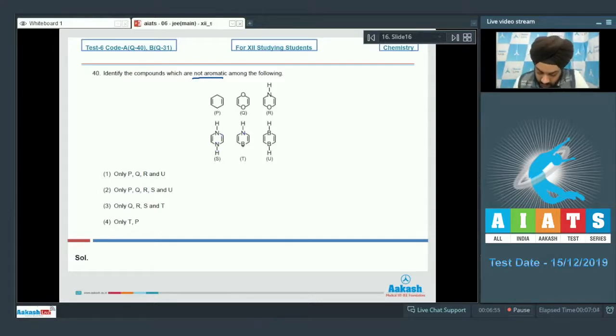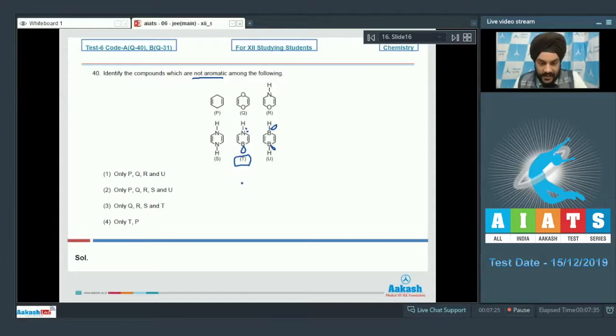If you talk about T now, so T contains 6 pi electrons in complete conjugation. Boron has a vacant p orbital, whereas nitrogen has a lone pair of electrons. So this is following the Huckel's rule for aromaticity. So T is aromatic. If you talk about the compound U now, boron has vacant orbitals. So this is again 4 pi electrons in conjugation. So this is also not aromatic. Okay. So if you talk about the compounds which are not aromatic, only the compound T is aromatic, and all apart from that are not aromatic.